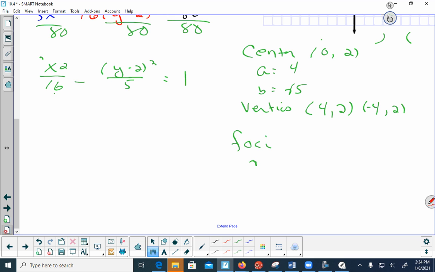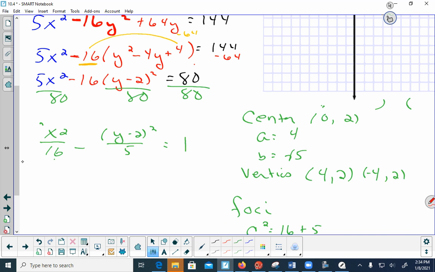So for the foci, c squared is equal to a squared plus b squared. So c squared is equal to 21. c is equal to the square root of 21. When I go to identify my foci, I'm going to add the square root of 21 to the x coordinate. So I'm going to add it to the 0. So my foci are going to be plus or minus the square root of 21, and then 2. And the square root of 21, I don't know that I did that.